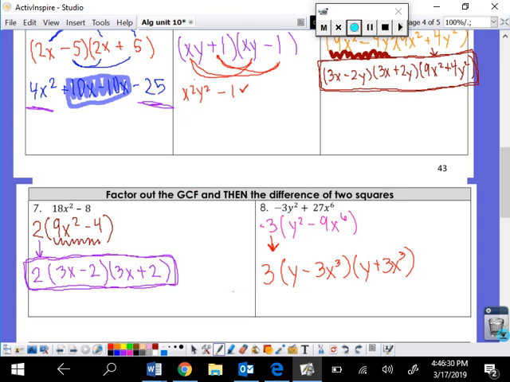Okay, check to see if we have a second difference of squares. Nope, because there's not even exponents. No even exponents or a minus sign. So our final answer would be 3 times y minus 3x cubed, y plus 3x cubed.